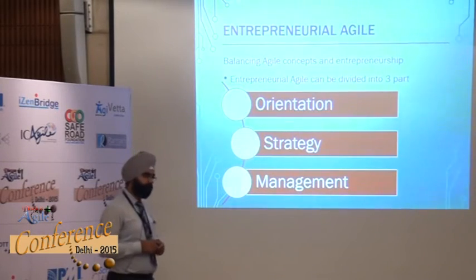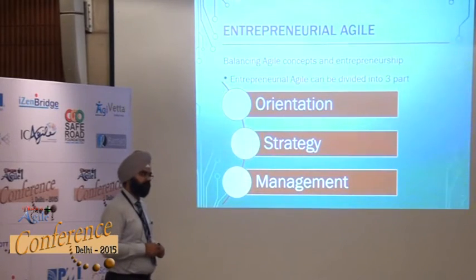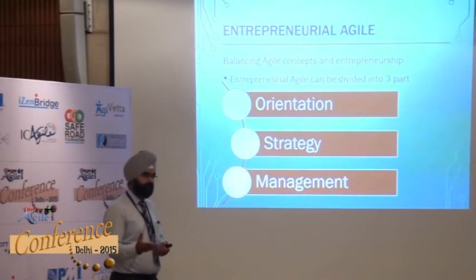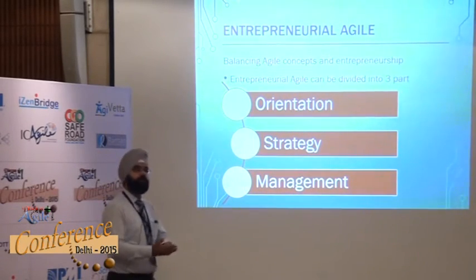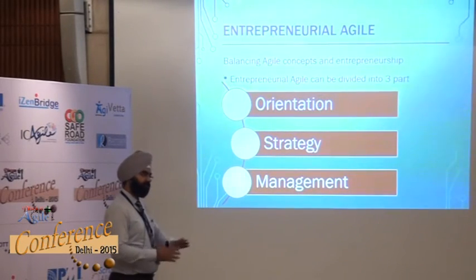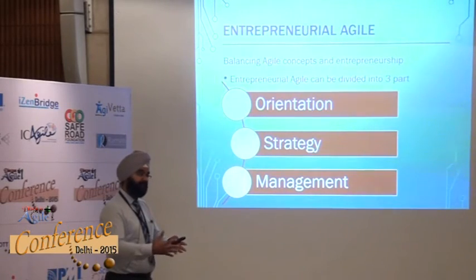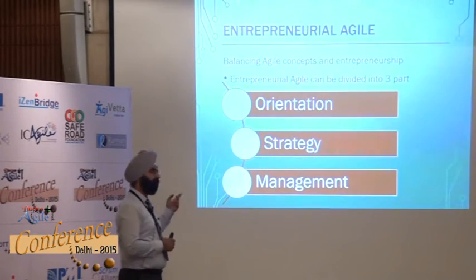So when we say entrepreneurial HR, we have three things. First is orientation, strategy, and management. If an agile team wants to adopt some features or traits of an entrepreneur, they will do these three things. Orientation means you adopt a few traits of an entrepreneur, maybe innovativeness, risk-taking, proactiveness. And then strategy. Strategy means, say, the agile team is working, but they should think in parallel with the management objective, right? So that is the strategy. And the third one is management.